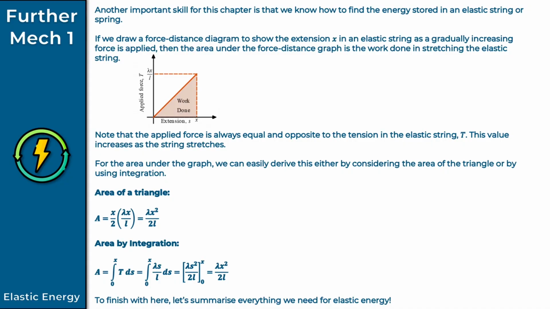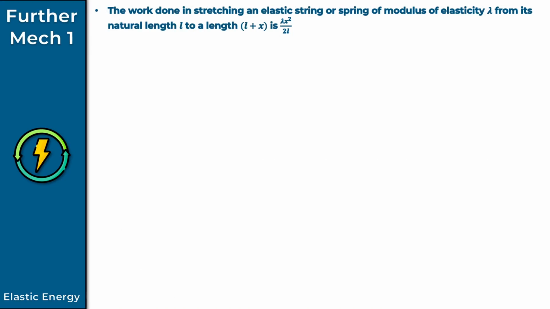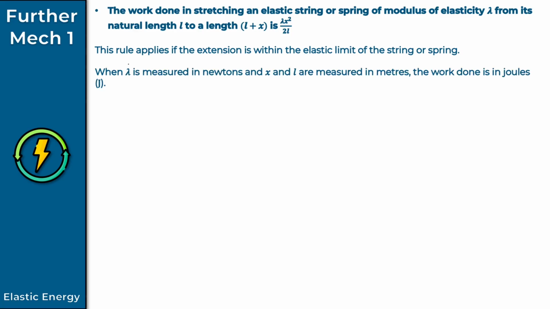To finish, let's summarize everything that we need for elastic energy. The work done in stretching an elastic string or spring of modulus of elasticity lambda from its natural length L to a new length, let's say L plus x, is given as lambda times x squared all over 2L. Don't forget, this is the result we just derived on the previous page. This rule applies if the extension is within the elastic limit of the string or spring. And when lambda is measured in newtons and x and L are measured in meters, the work done is given in joules. This is just an important point to be aware of.